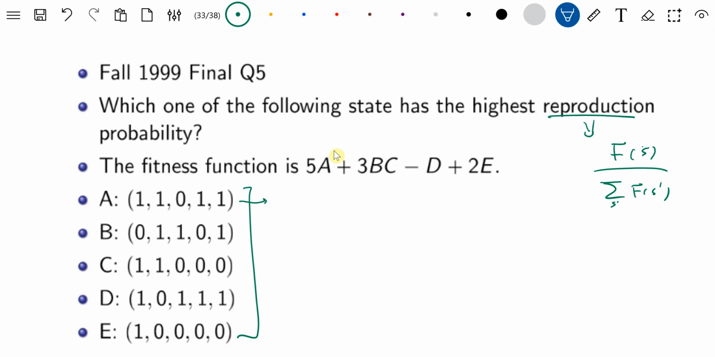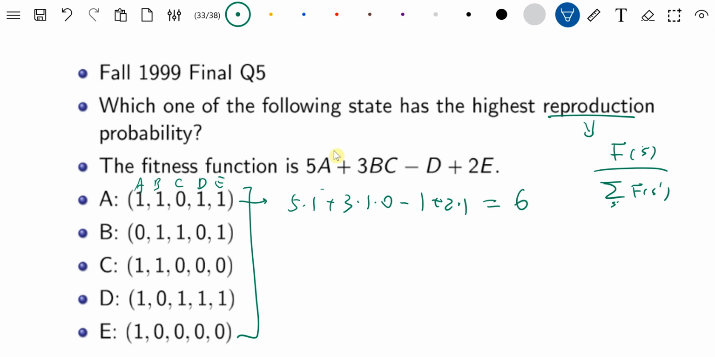So let's do the first one. We'll call these A, B, C, D, and E. So this is just 5 times 1 plus 3 times 1 times 0 minus D is 1 plus 2 times 1. So what is this? 5 plus minus 1 plus 2, so it's 6, I guess.